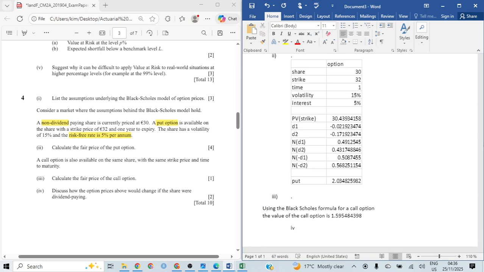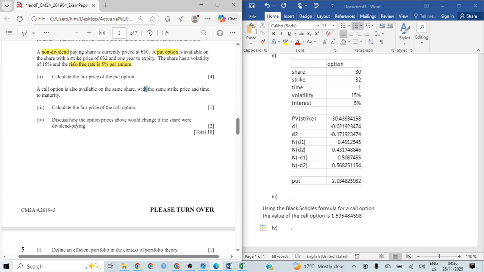And for the final part, discuss how the option prices would change if the share were dividend paying. So you have to remember, dividend reduces the value of the share. So at all times, it reduces the value of ST. So at this point, we have to look at the payoffs for both the call option and the put option.